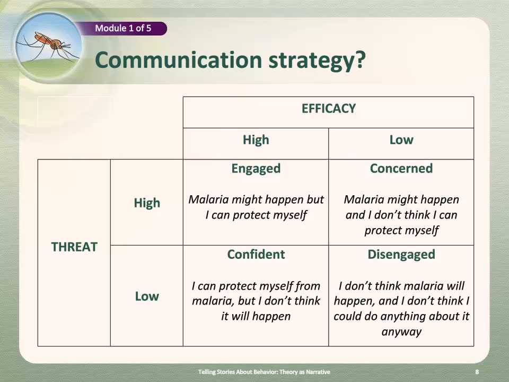A second group we might call confident but not engaged. These are people who feel confident that they can control the threat of malaria, but don't think that the threat is very real or very high. These are people who believe they can protect themselves from malaria, but don't think it will happen. Let's compare these to the people in the second column on the right. Here you have people who might be concerned about malaria because they perceive the threat, but don't think they can do anything to protect themselves. And the fourth group is people who don't think malaria will happen and don't think they could do anything about it anyway. We might call these people disengaged.